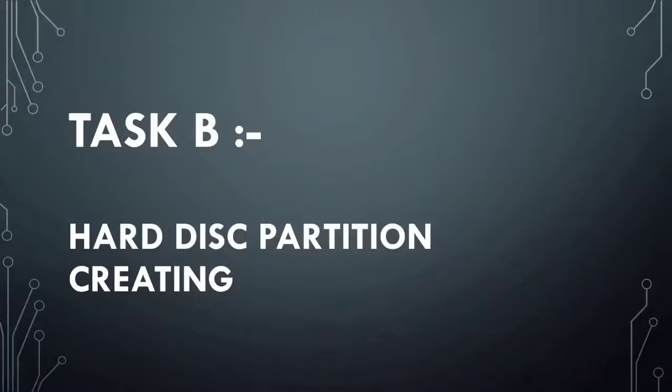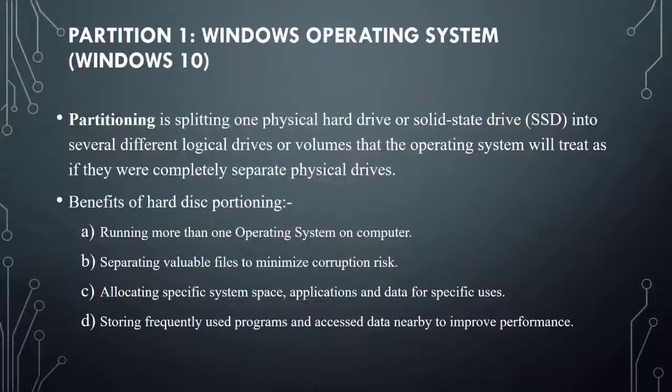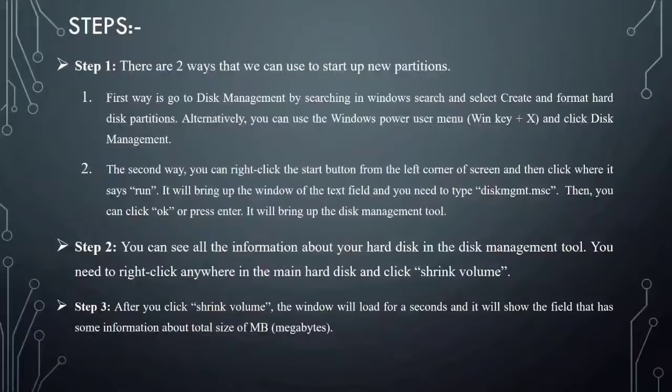Okay. Task B. Hard disk partition creating. Partition 1. Windows operating system. Windows 10 partitioning. Here are the steps to create a new partition. Start up with your new partition. There are two ways that we can start up new partitions.